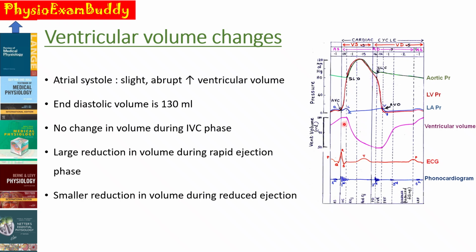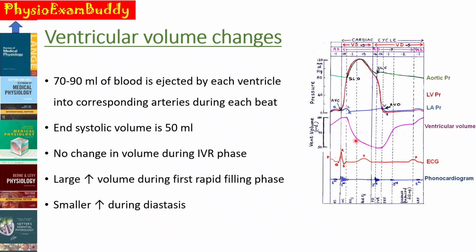But after the isovolumetric contraction phase, there is a large reduction in the volume during the rapid ejection phase, as well as a smaller reduction in the volume during the reduced ejection phase. Thus, 70 to 90 ml of the blood is ejected by each ventricle into their corresponding arteries during each beat, and you can see here the end systolic volume. The end systolic volume is around 50 ml, and there will be no change in the ventricular volume during the isovolumetric relaxation phase.